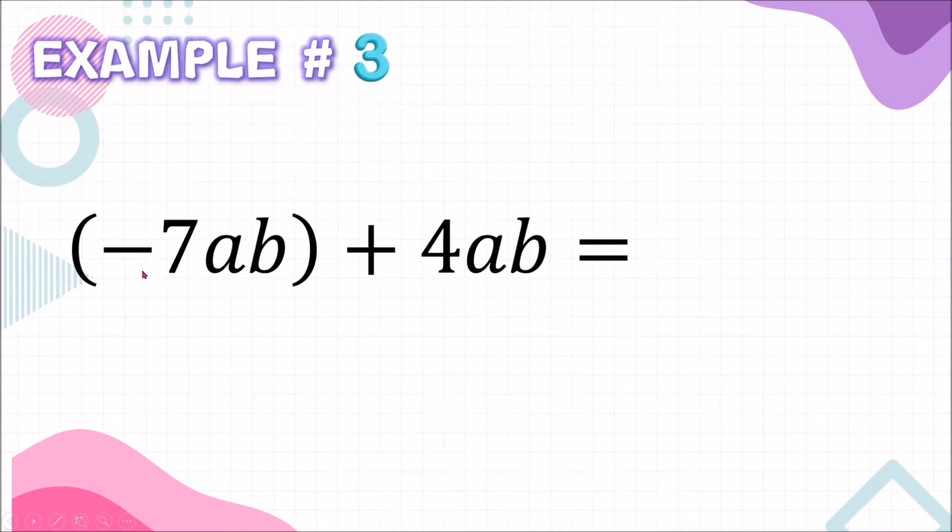Negative 7 plus 4, so they have different signs, so we need to subtract. So 7 minus 4, we have 3. So just copy the sign of the integer with the larger absolute value. So we have here 7. So 7 is greater than 4 and the sign of 7 is negative. So we have here negative 3ab.